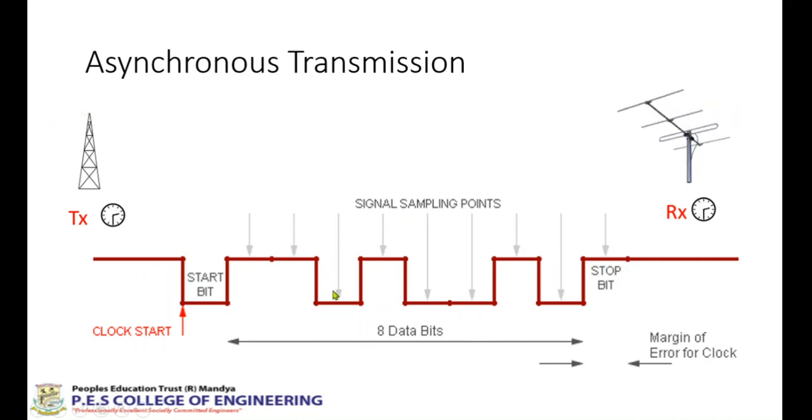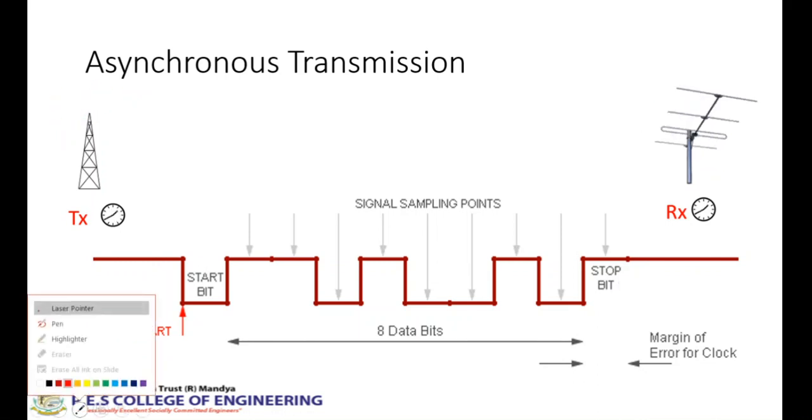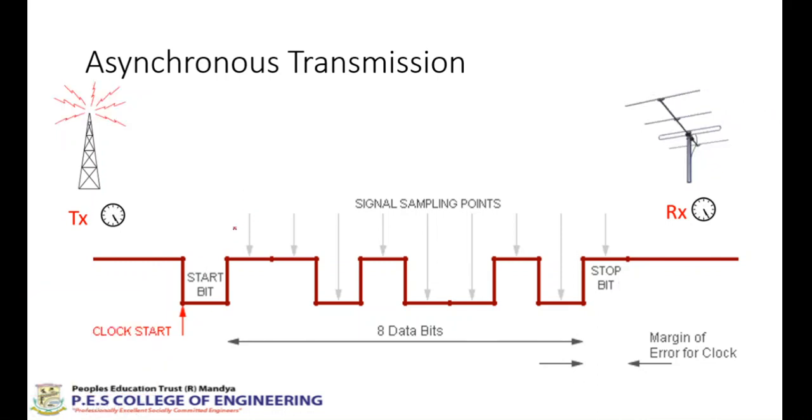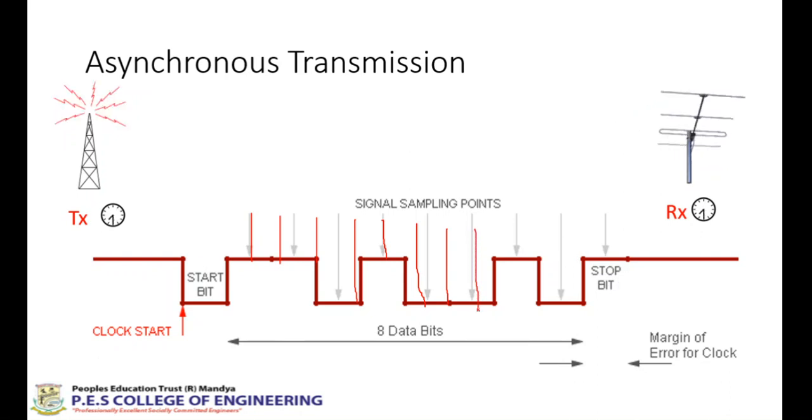Okay, so if you don't have a proper bit period, or they are out of phase, the first bit will be checked at this point, the second bit might be checked at this point, the third bit at this point, the fourth bit at this point, the fifth bit at this point, the sixth bit somewhere here, the seventh bit somewhere here, the eighth bit somewhere here, and the last one it might think is a stop. So you can see the data has gone wrong compared to the actual data.